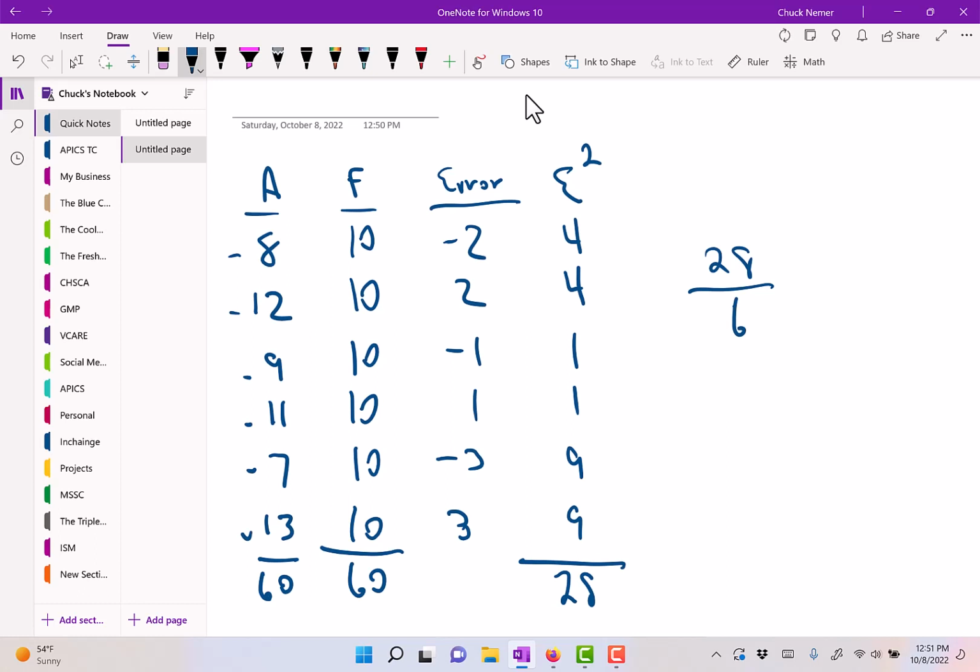I'll grab my calculator. Well, we can do it longhand here too. 6 goes into 28 4 times, with 4 left over, roughly 4.67. My apologies. So roughly 4 2/3 is the error.